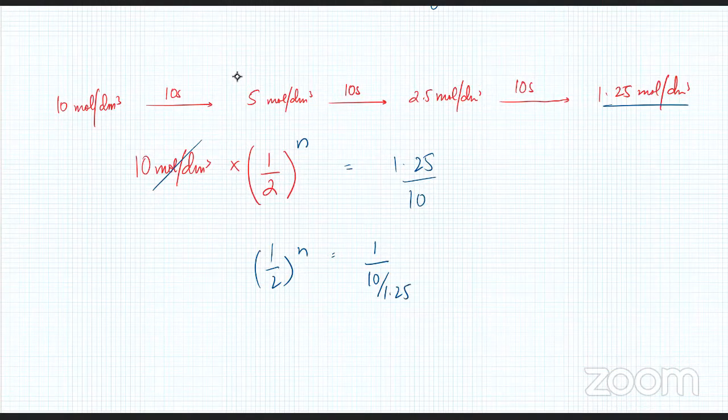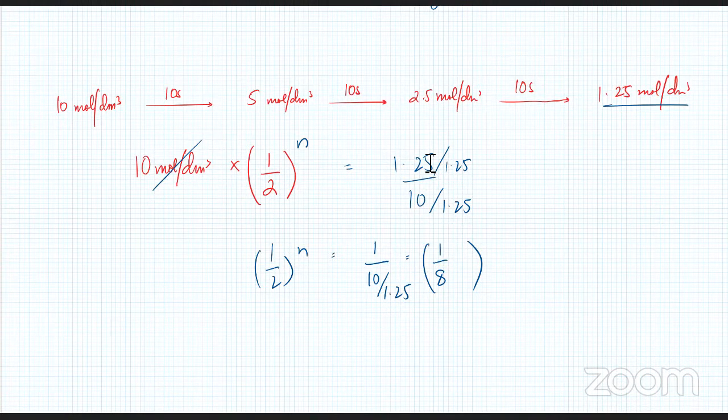What do I get? How much will it come? 1 over 8. Okay, so that means n is equal to 3. That's 3 half-lives. Is that clear? Sir, how did you write 1.8? I tried to write the fraction in the same form. The top was 1, so I divided the top by 1.25. I also divided the bottom by 1.25, right? So the numerator became 1, the denominator became 8. Is that clear? Okay, yeah.